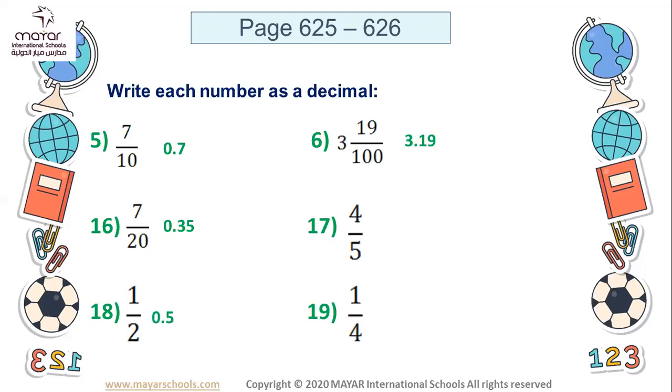Now number 17. Jenna, can you do 17? 4 out of 5. We should multiply it with what? 5 times 2 equals 10, and 4 times 2 equals 8, so it will be 8 out of 10, and then the decimal 0 and 8 tenths.